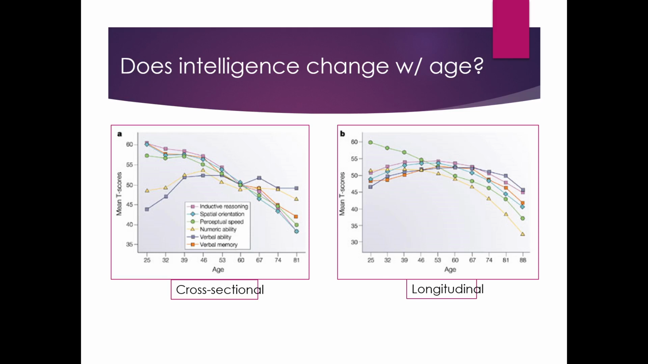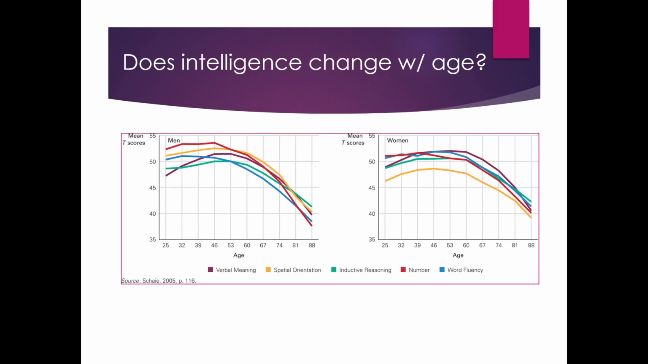But it's kind of interesting. The overall picture is that you have pretty stable intellectual capabilities across your lifespan. But even in the longitudinal setup, we can't deny that perceptual speed drops off, and we can't deny that numeric ability drops off.